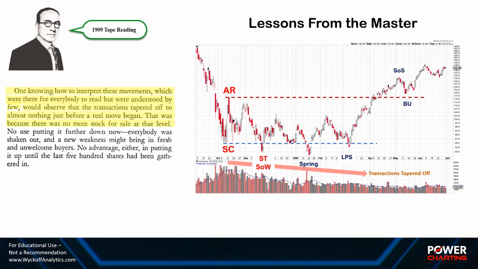No use in putting it further down now. Everybody was shaken out, and a new weakness might bring in fresh and unwelcome buyers. No advantage either in putting it up until the last 500 shares had been gathered in. These were the lessons that Richard D. Wyckoff learned as a young man, because he really wanted to understand what drove the large interests to build a position in a stock and how he could see it on the charts. And so now everybody was shaken out. That's the moment at which the pivot up into a new uptrend can occur.